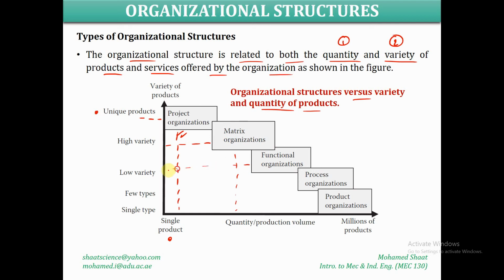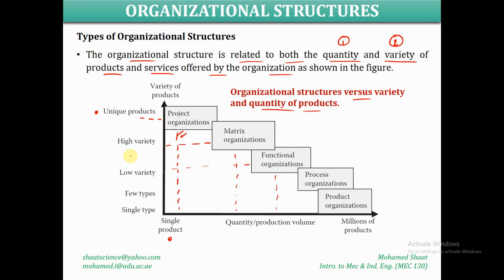Even the functional organization is kind of very similar to the matrix, having almost the same variety and quantity of the product. For the matrix organization, they are not providing one unique product. Instead, they are providing so many products with so many varieties, but with good quantities of every single product. They are not making one specific product, they are making so many products.